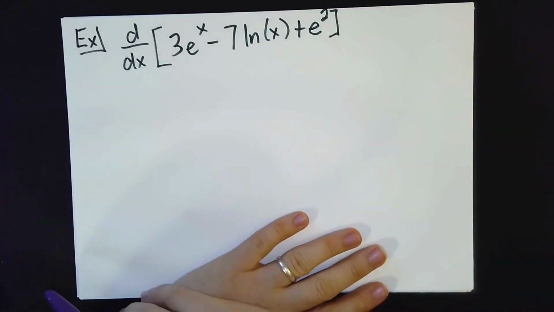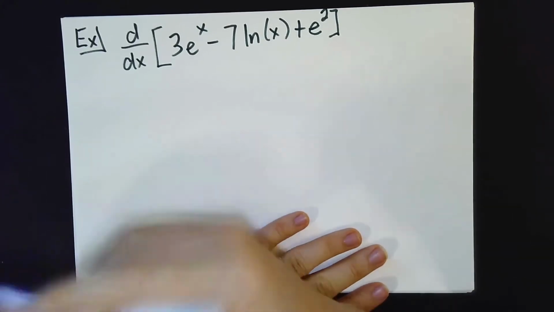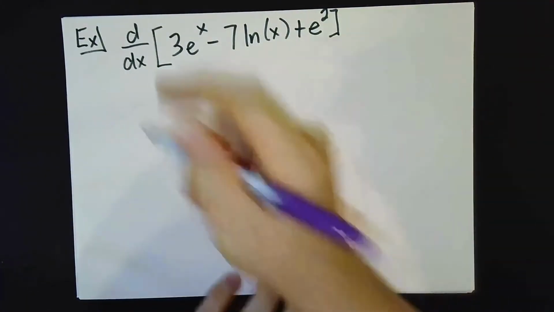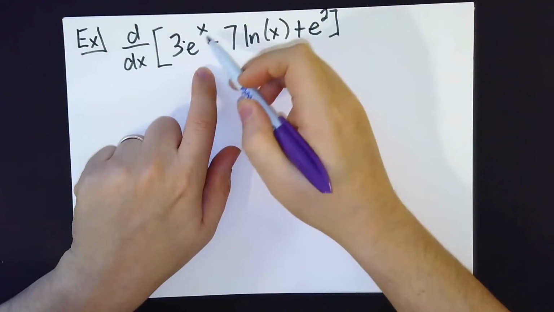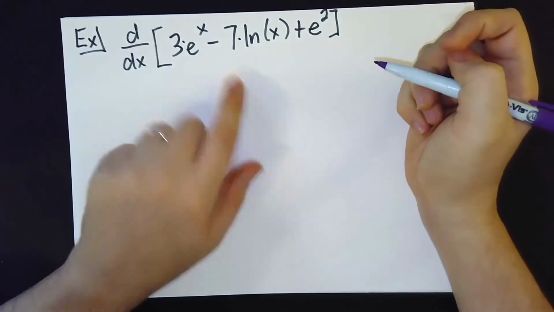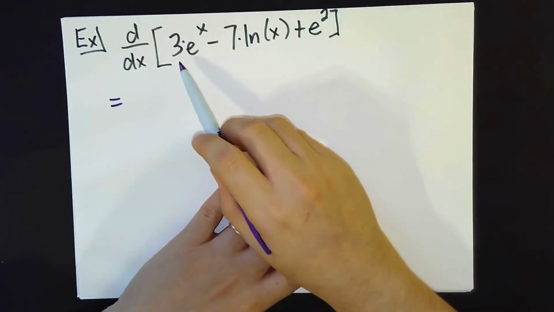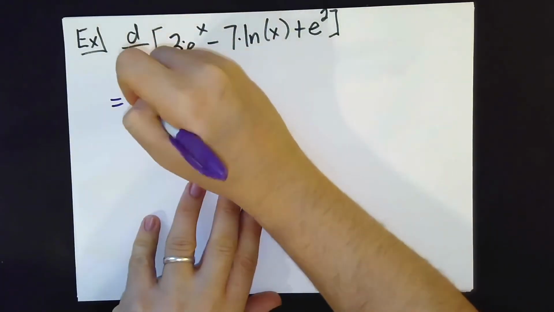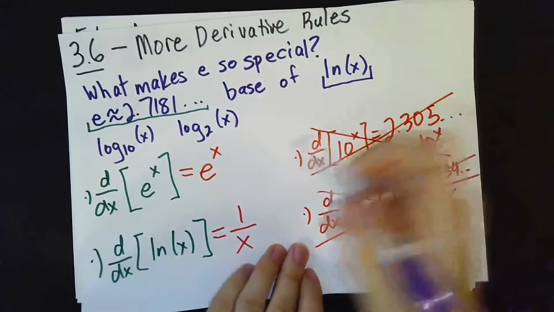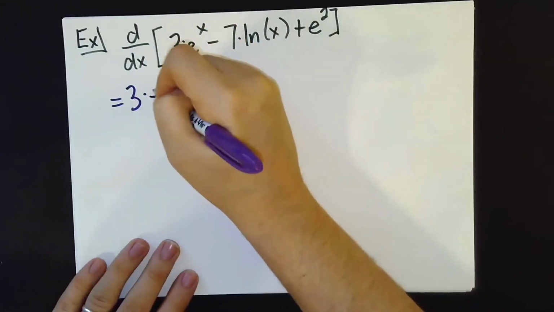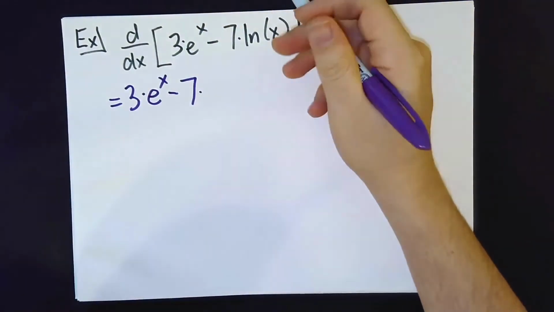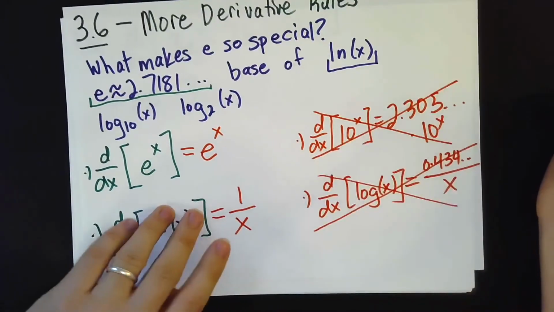Here's an example of a function that, courtesy of our rules that I just told you, plus our rules from today, we can now take the derivative of. Remember, we're going to view 3 e to the x. That's 3 times e to the x. Similarly, this is 7 times the natural log of x. And so when I go to take this derivative, I'll get 3 times the derivative of e to the x. But remember, the derivative of e to the x is e to the x, minus 7 times the derivative of natural log of x, but that's 1 over x.